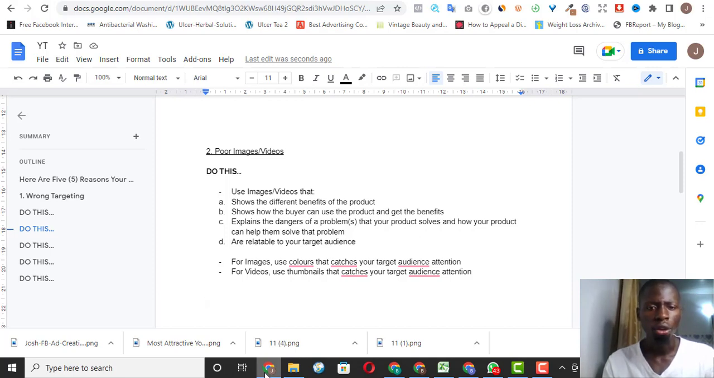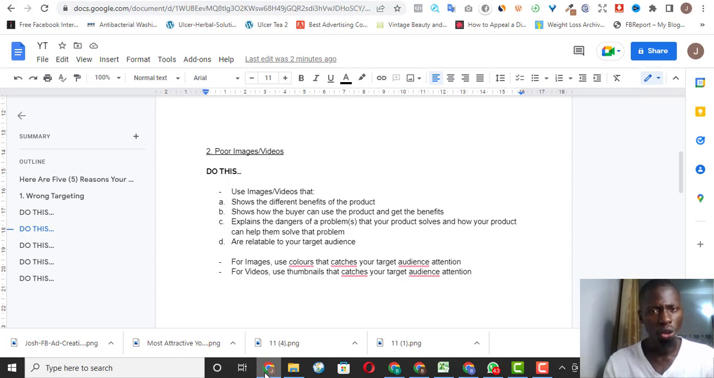So what you want to do is make sure that you are using clear images of your products, and the graphics, if you are going to be using graphics, should be in colors that are attractive, colors that are going to attract the eyes, that are very visible for people to see. You don't want to go ahead using images that are blurry or images that are not attractive.